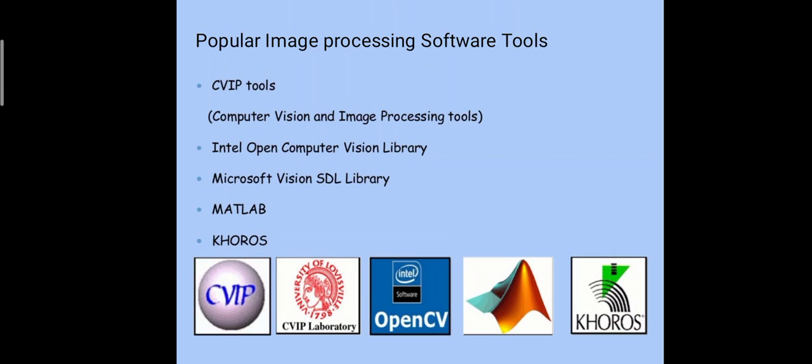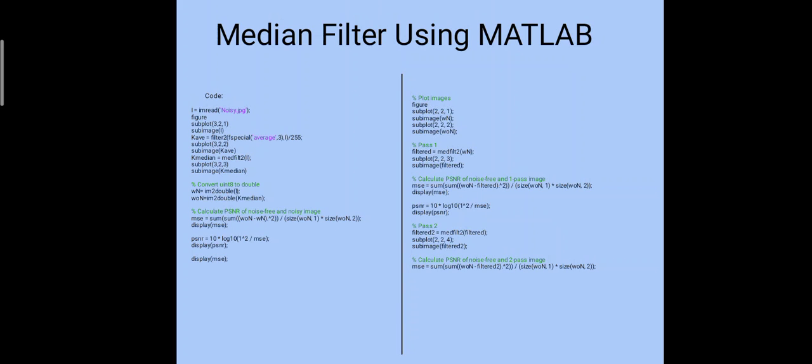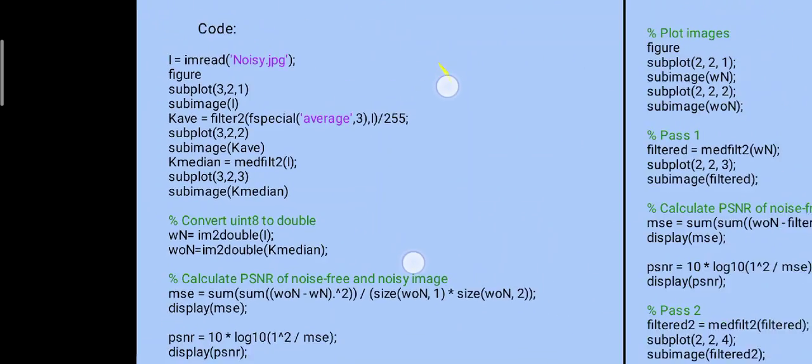There are some popular software packages where you can apply the actual image restoration process. The CVIP tools, computer vision and image processing tools, Intel Open Computer Vision Library, Microsoft Vision SDK Library, MATLAB, and KHOROS. So here we apply a MATLAB code for image filtering, image restoration using a median filter to remove pepper and salt noise. So you can read the code.